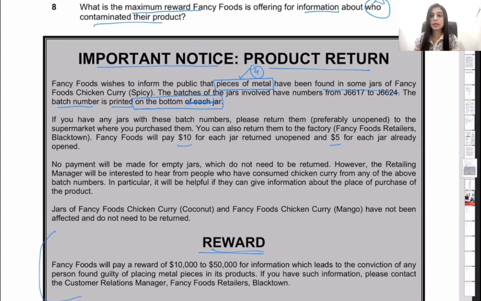Let's just read this sentence and we'll be aware of what the answer is. Fancy Foods will pay $10 for each jar returned unopened. Each jar that's returned unopened will get $10 and it would be $5 for each jar already opened. So the answer to this question is $5, right? So this would be the answer to question number 6. $5.